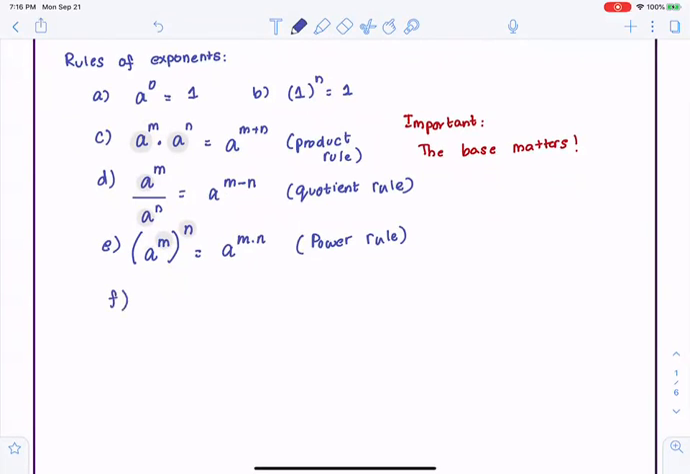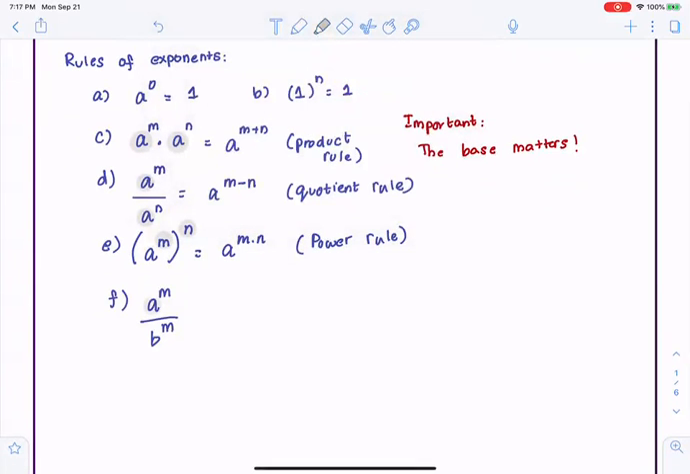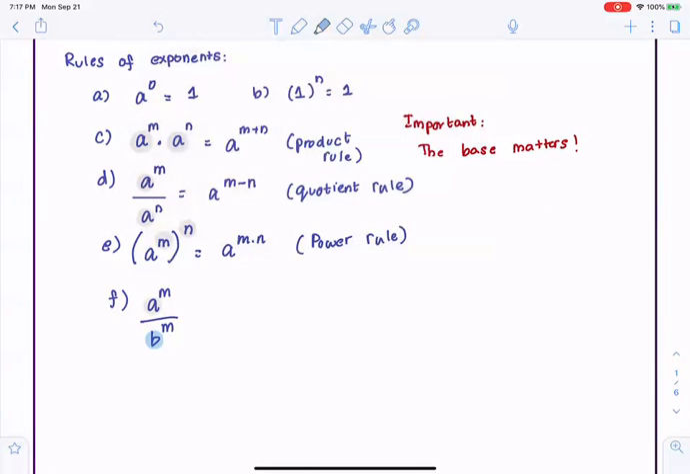Here is another case where I have a raised m divided by b raised m. Clearly, the bases are not the same. The base here is a, the base there is b. They are not the same. But if you look at the powers, they are the same. It's m, m. So in a scenario like this, we can write it as a over b and put it under the common power m.